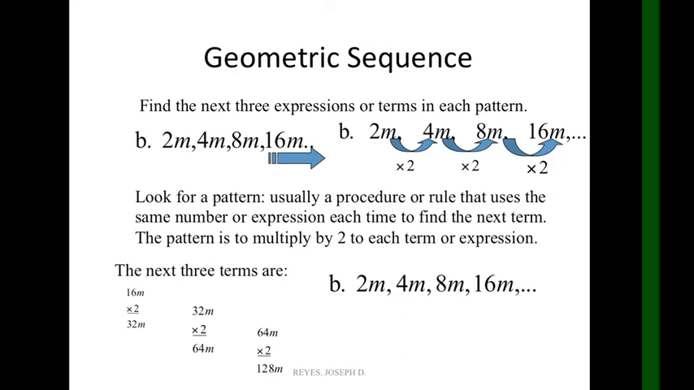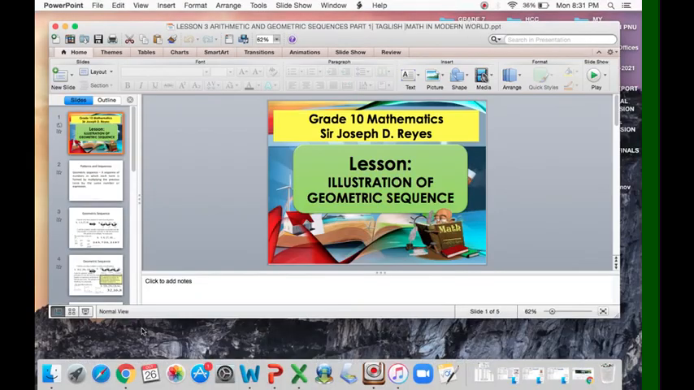Therefore, the next three terms after the sequence 2m, 4m, 8m, and 16m are 32m, 64m, and 128m. With that, that's all for the illustration of geometric sequence.